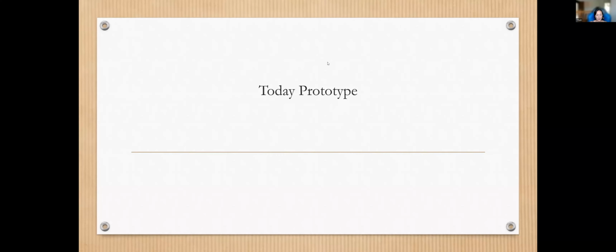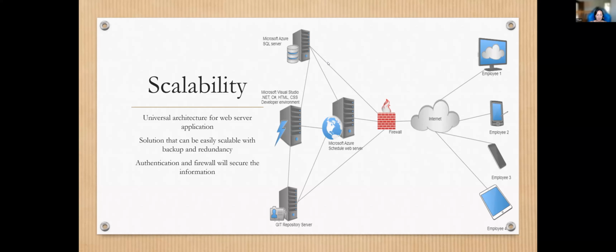The tool I would like to introduce you to is a self-schedule tool that is implemented on a server. I'm going to describe the architecture of it and the tools I have used to implement it. The prototype is an application on a Microsoft Azure Schedule web server. It's protected by a firewall, and any users on the internet can connect to it. You will have different employees here on the right side, who can access through a computer, an electronic device, PDA, iPad, or a cell phone.